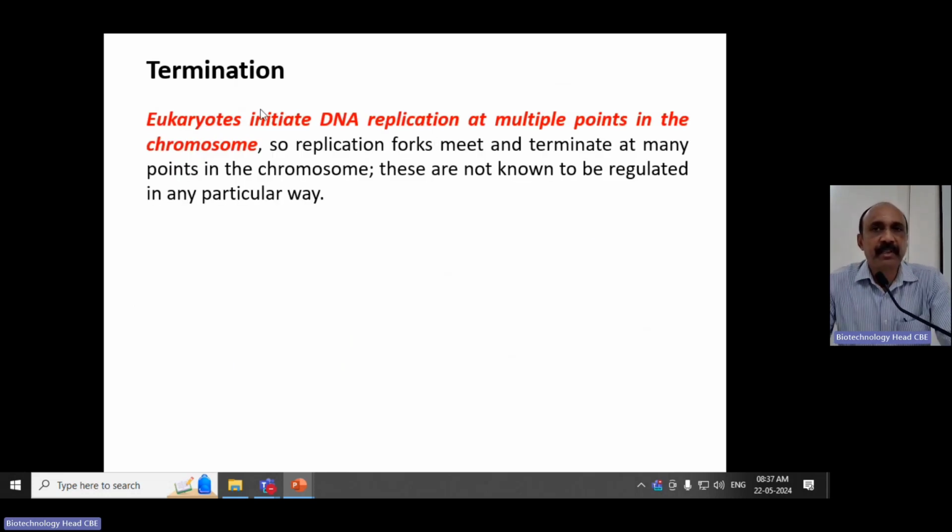In termination, eukaryotic DNA replication initiates at multiple points in the chromosomes, and the replication forks meet and terminate at many points in the chromosomes, and these are not known to be regulated in any particular way. In bacteria and also in phage, we have seen the Tus proteins that terminate at the termination sequence. But here we don't know of any termination sequence or any other proteins involved. So the replication fork stops when it comes to the end.